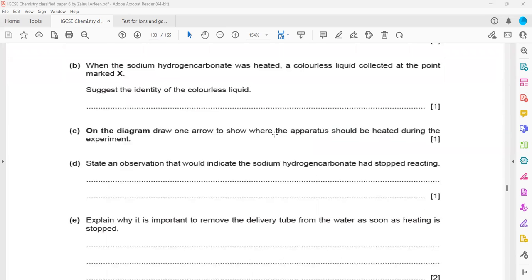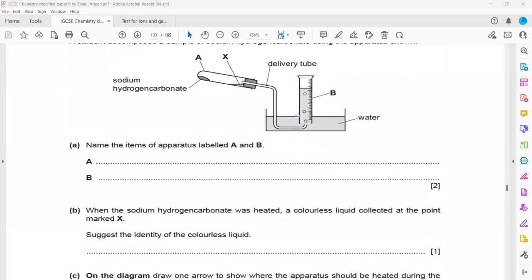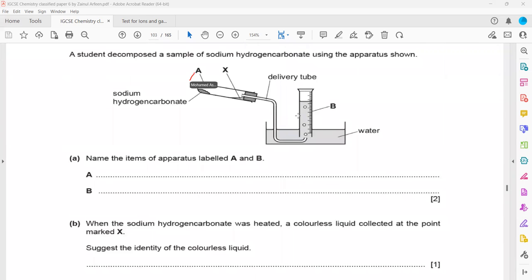On the diagram, draw one arrow to show where the apparatus should be heated during the experiment, where we should supply the heat energy. Yeah, that's right, because the arrow should point at the heat source. That's right. It's better to use this type of arrow instead of from the top, as it's difficult to provide heat from the top, since the Bunsen burner should be there. So we supply the heat energy from the bottom.